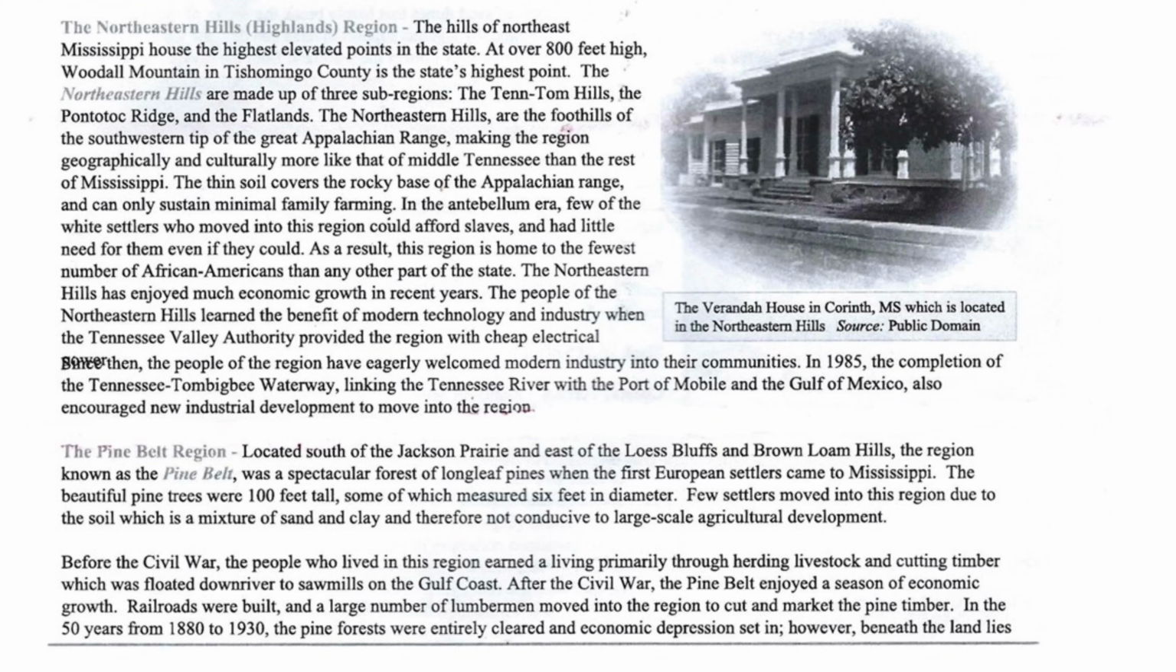The Northern Hills, or the Highlands region. The hills of northeastern Mississippi house the highest elevated points in the state. At over 800 feet high, Woodall Mountain in Tishomingo County is the state's highest point. The northeastern hills are made up of three subregions: the Ten Tom Hills, the Pontotoc River, and the Flatlands. The northeastern hills are the foothills of the southwestern tip of the Great Appalachian Chain, making the region geographically and culturally more like that of Middle Tennessee than the rest of Mississippi.